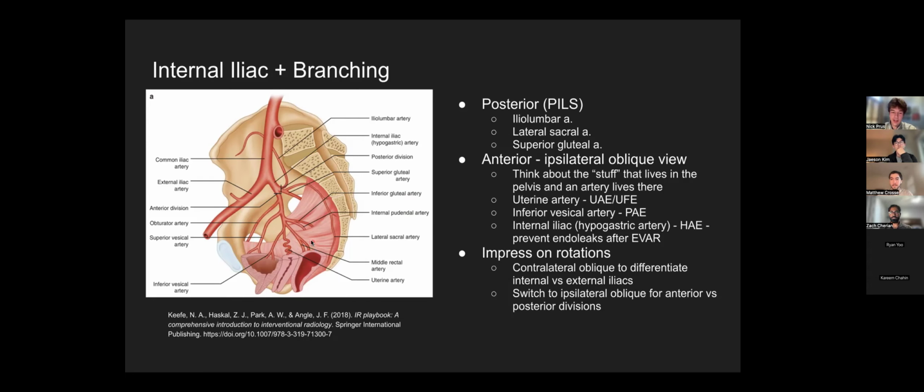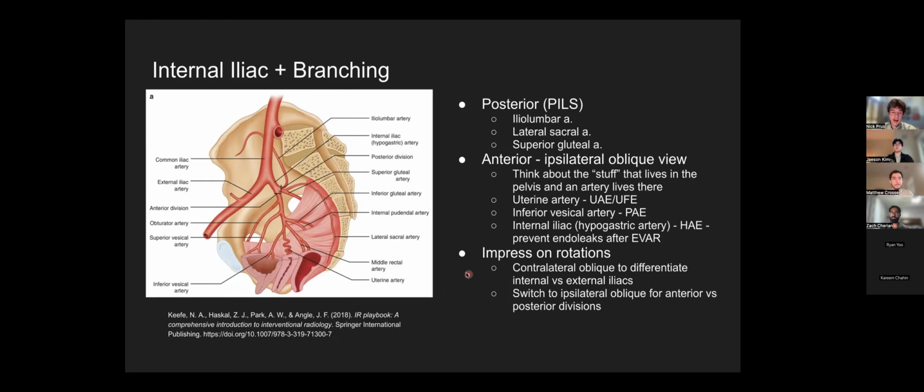So if you're doing an HAE, it can sometimes be a long procedure because you have to get access bilaterally for middle rectals and then also superior rectals off the IMA if they have blood supply from both regions. And then internal pudendal and then inferior gluteal. The next slide has a little bit more about this, so I'll talk about that soon. But something important to know on rotations.